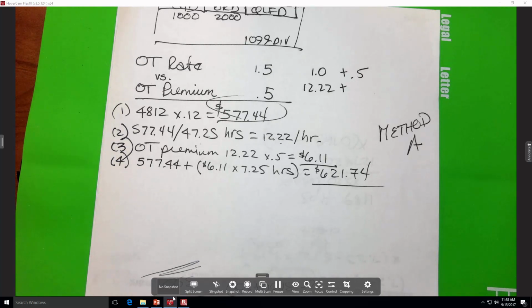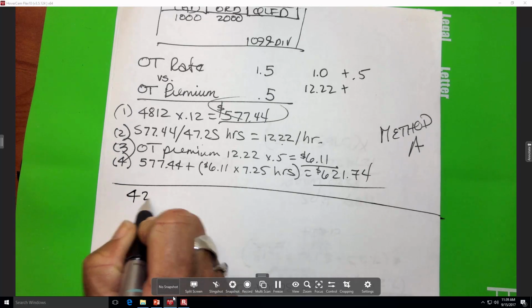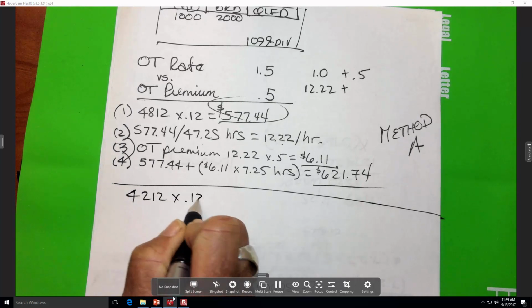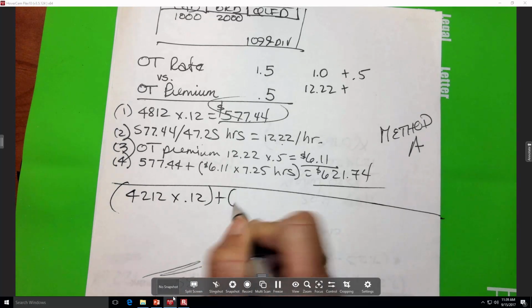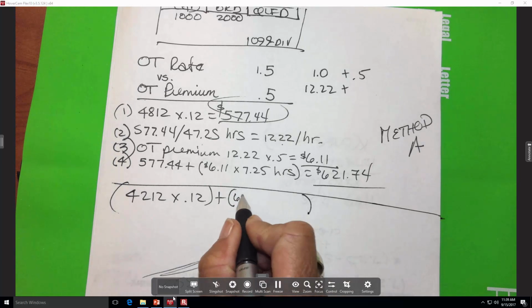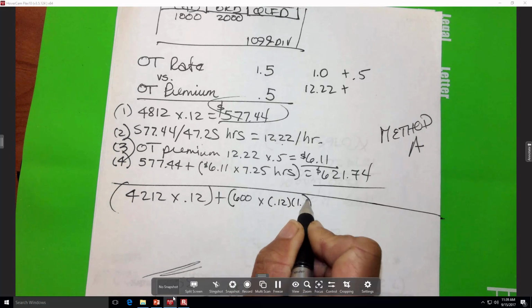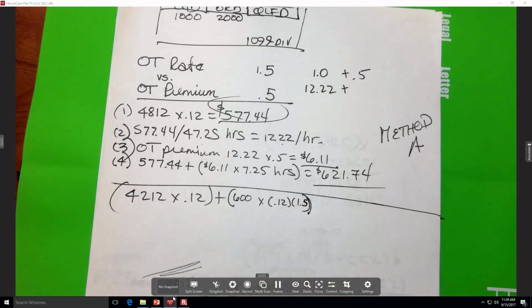Okay. Method B says he gets paid one rate for the first 4,212 and a different rate. What's my second set of parentheses going to say? Yeah. 18 cents, right?